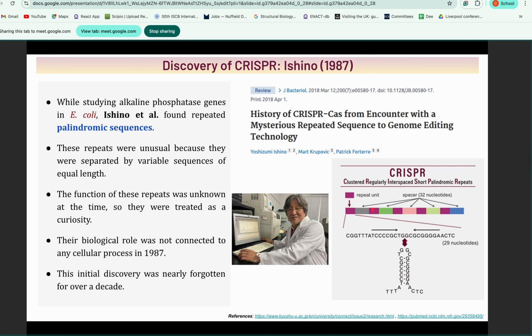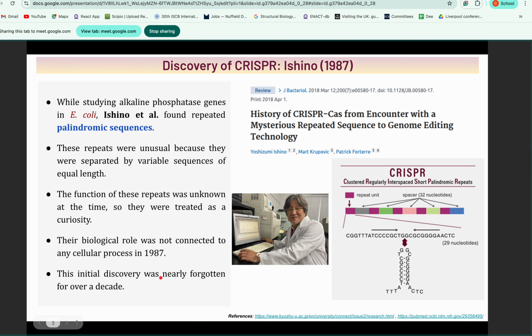And then there are some spacer sequences which are 32 nucleotides in length. He mentioned that these repeats are separated by equal length spacers, which is quite unusual to find in E. coli. The function of these repeats was unknown at that time. They were treated with curiosity and their biological role was not connected to any cellular process in 1987. So he could not understand the relevance of these sequences.